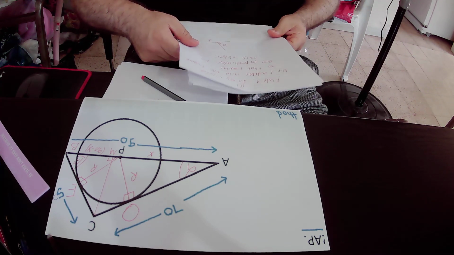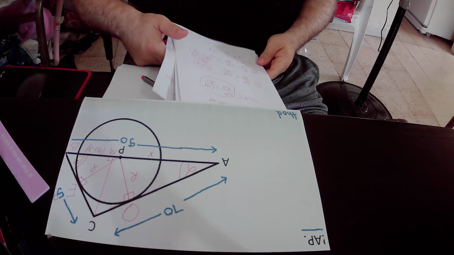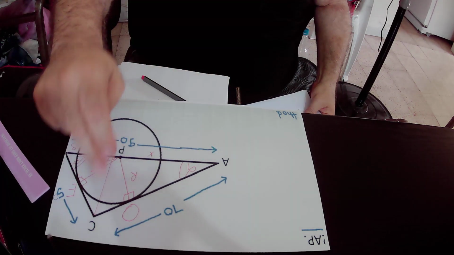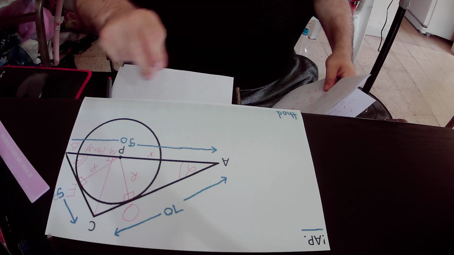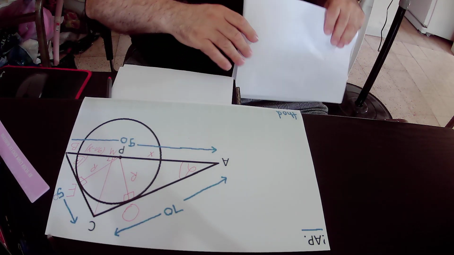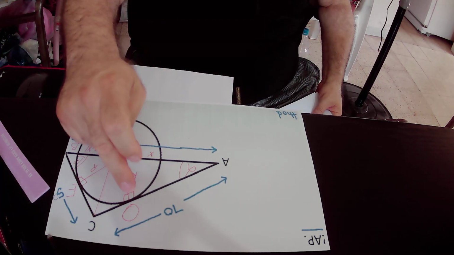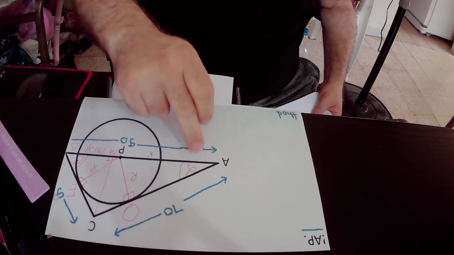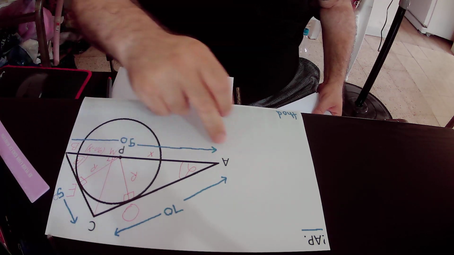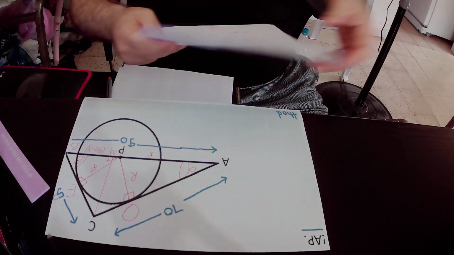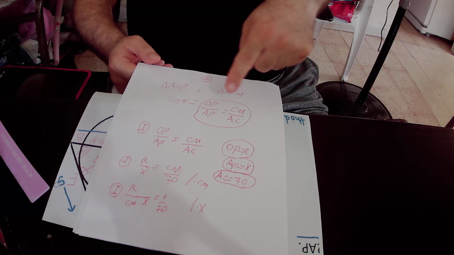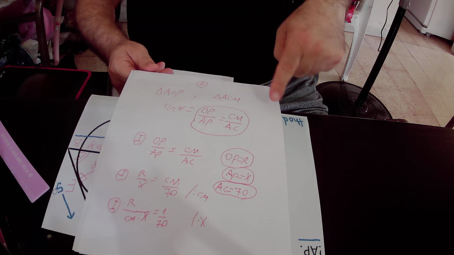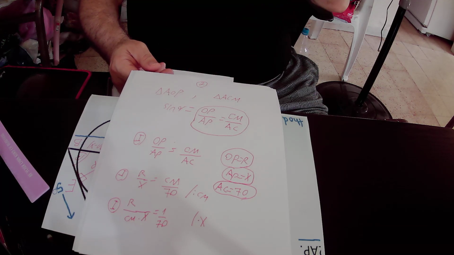And then we focused on the right triangle AOP and the right triangle ACM. In the right triangle AOP, we can say that sine alpha equals OP over AP, and in the right triangle ACM, we can say that sine alpha equals CM over AC. So in total, we got that sine alpha equals OP over AP, which equals CM over AC. We copied this equality and called it equation number 1.